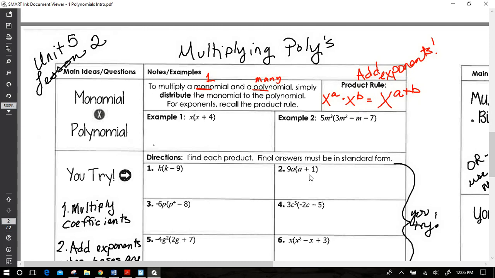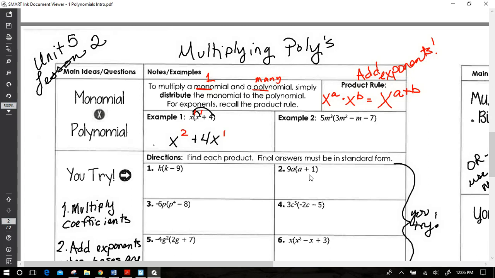So let's jump right in with example 1. I'm doing x times x, and I still have my base of x, but these exponents are 1 and 1, so I need to add them together. Next, I'm going to do x times 4, which, if you recall, gives us just 4x. The exponent stays a 1 because there was only one x when I multiplied.